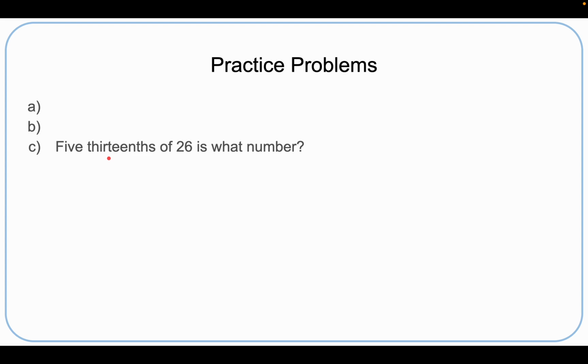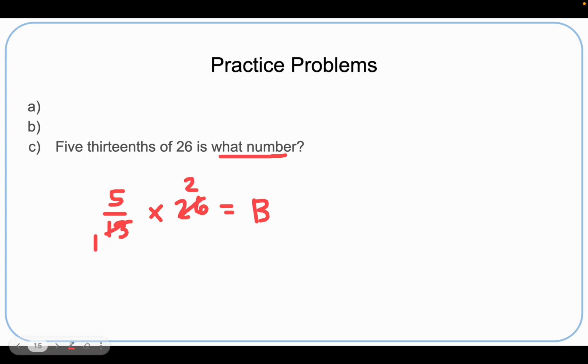Lastly, 5/13 of 26 is what number? So put it into our pattern, 5/13 of 26 is what number? There's our unknown, there's our variable. And now we can do some cancellation here. Factor out a 13. And then we have 5 times 2 over 1, so 10. So B equals 10.